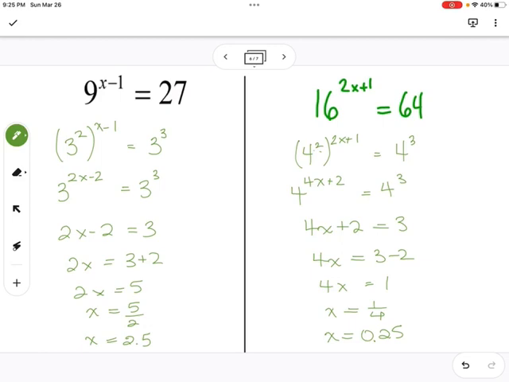Okay, again, if you want to check your solutions, you can always put x back into the original equation and solve, and make sure your left side is equal to your right side.